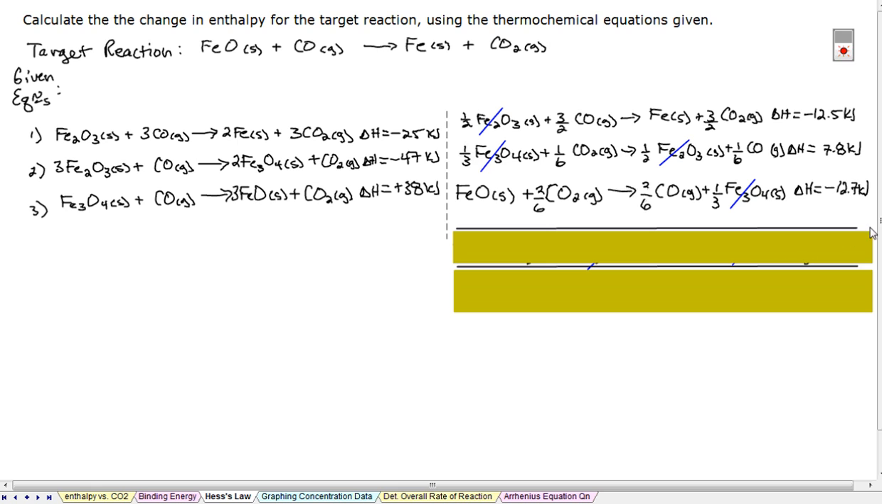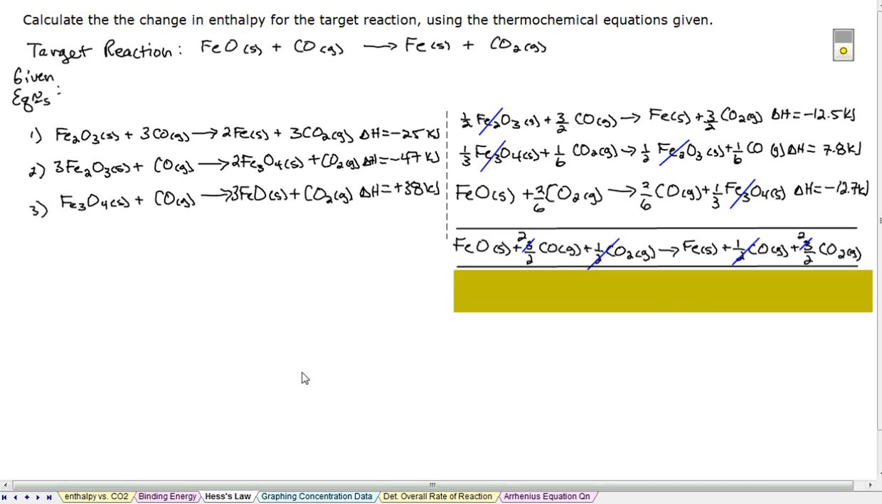So what I did was I balanced out the easy things first. These lines show what things can balance out right away. But I'm going to have a bunch of carbon dioxides and carbon monoxides, and there's going to be fractions, and it's going to be pretty nasty. So I figured I better put a middle step in. So this is my middle step right here.